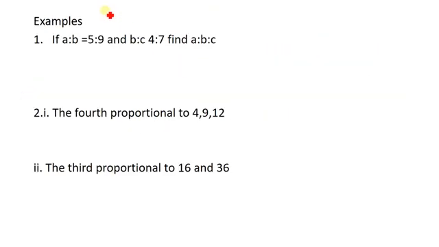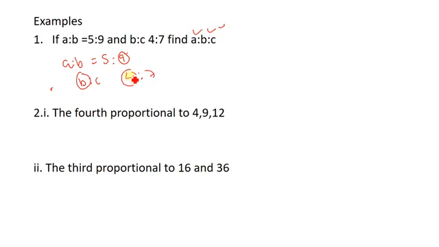Now let us solve a few questions. First one is: if a is to b is equal to 5 is to 9 and b is to c is equal to 4 is to 7, find a is to b is to c. Now a is to b is given as 5 is to 9, and b is to c is 4 is to 7. Remember, we should always place the b below b, so this b should be together with this b. Now in order to find the ratio a is to b is to c, we have to make this b equal.